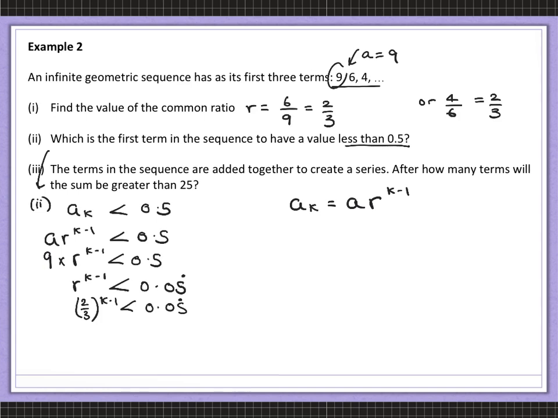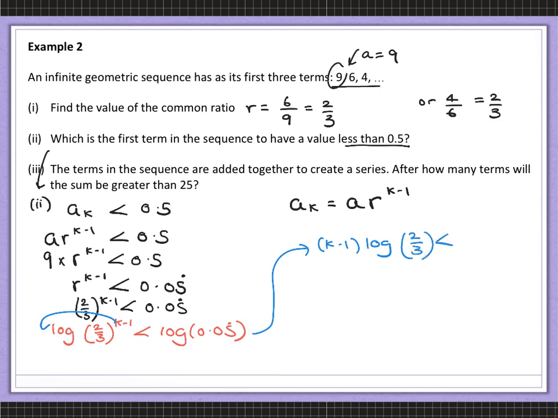They always work. If I try and use some sort of other base like 2/3, you may find you don't get the correct answer at the end of this, or your inequality will not work. You have to be very, very careful when dealing with inequalities. So stick to using log to the base 10 or log to the base e, i.e. ln. So log to the base 10 of both sides. And I'm going to use my logarithm rule to move this power out to the front. So I get k minus 1 log of 2/3 is less than log of 0.05 recurring.